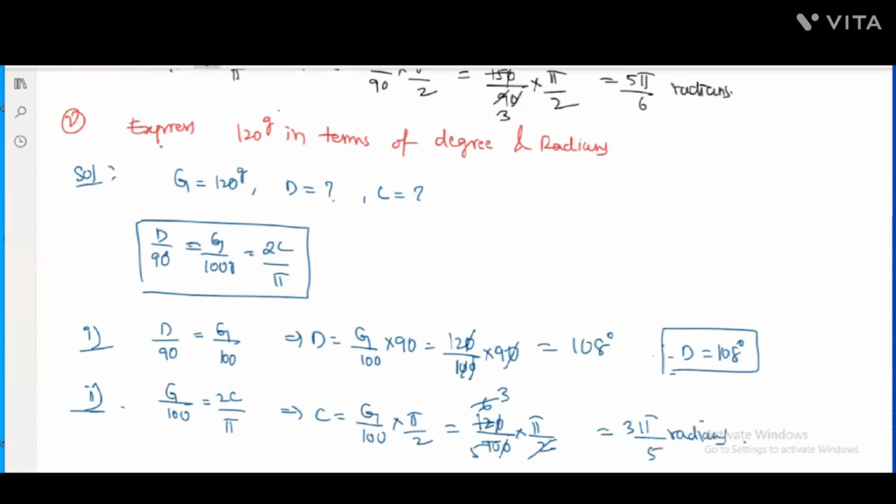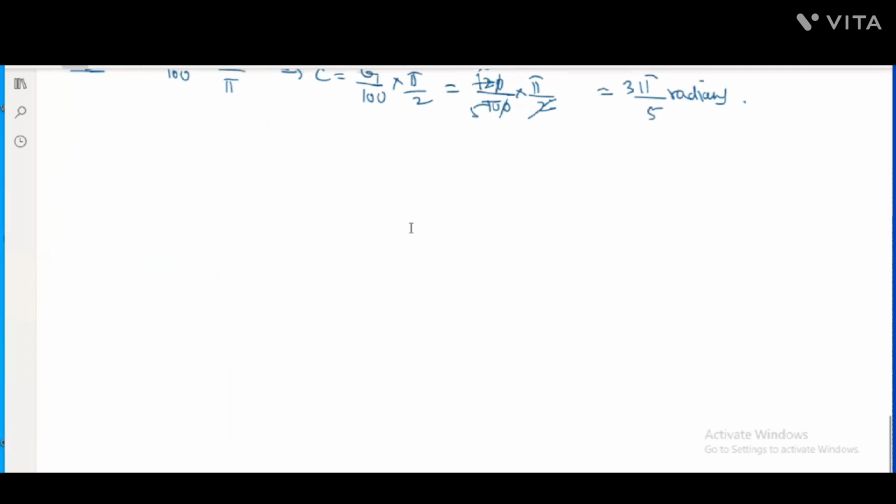So hope you got the clarity based on these two examples. Whichever they give, we can use this common relation and solve the problem. We can convert the angle from one system to another system.